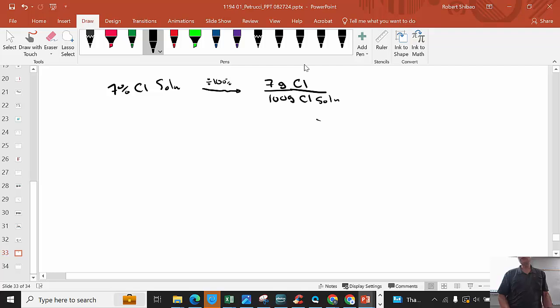Now chlorine is a diatomic element. Normally we call it Cl2. But these chlorinating solutions often aren't elemental chlorine. A lot of these chlorinating solutions will have bleach in it, which contains chlorine, but other atoms as well. So I'm just going to call it Cl rather than Cl2. And so this is going to be 7 grams of pure chlorine in 100 grams of chlorinating solution. And so we can convert it from percent to fraction. And the fraction is a conversion factor.